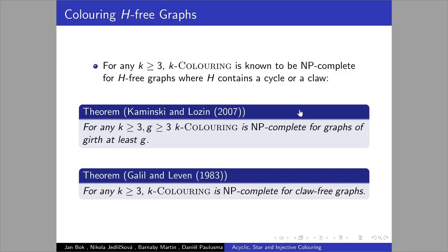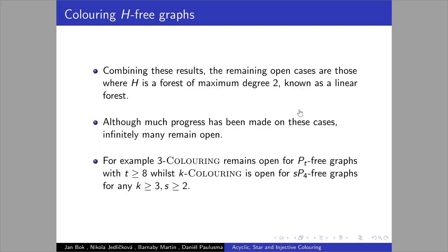And when k is fixed, colouring is known to be NP-complete for H-free graphs when H contains a claw or a cycle. And this leaves us with the case where H is a forest of maximum degree 2, and it's called a linear forest. And there are a lot of results in these cases, but there are infinitely many open cases. So for example, 3-colouring is open for P_t-free graphs with t at least 8, and k-colouring is open for sP4-free graphs with k at least 3, s at least 2.